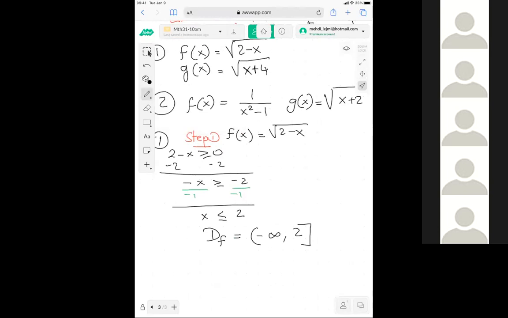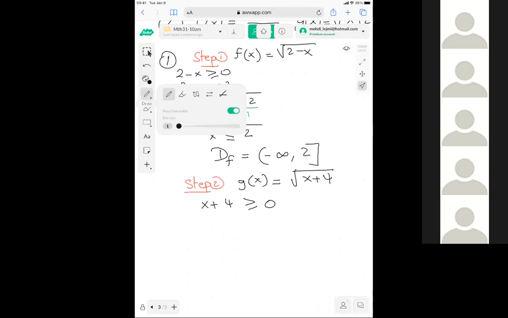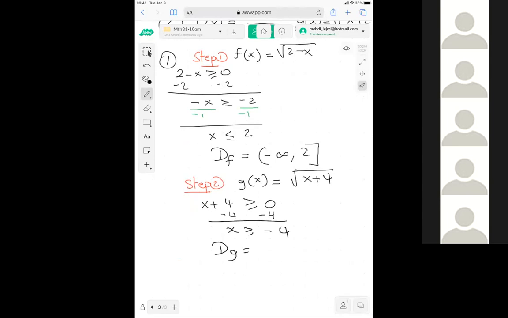Now for g of x, step two. For g of x, we have the square root of x plus four. Again, there's no division, we only have a square root. So we need to make sure that the expression under the square root is positive or zero, so x plus four must be positive or zero. Solving for x, we subtract four, so x is larger than or equal to negative four. So the domain of g is negative four to positive infinity.